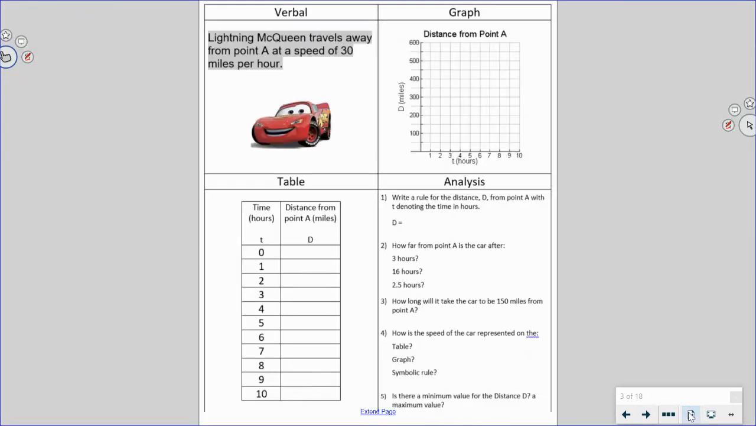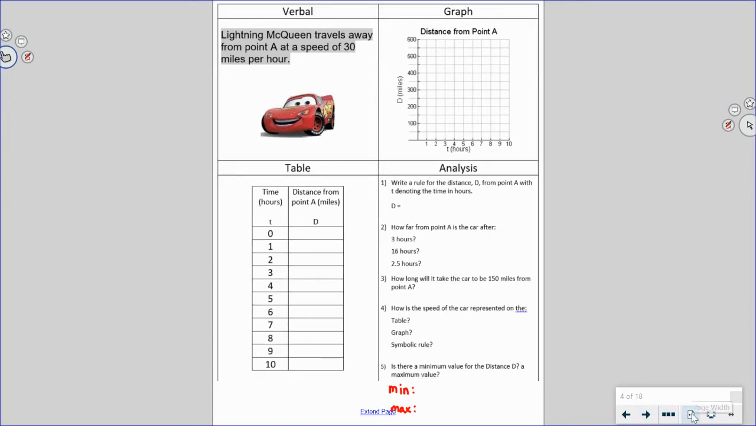Now, we're going to do a cars activity, ladies and gents. You have an assignment that's going to be Lightning McQueen, Chick Hicks, and then one more page. Some of you have seen the Cars movie, some of you have not, and that's okay. Let's just go through it piece by piece. Lightning McQueen travels away from point A. You can call it Radiator Springs. He's traveling away from his town at a speed of 30 miles per hour.